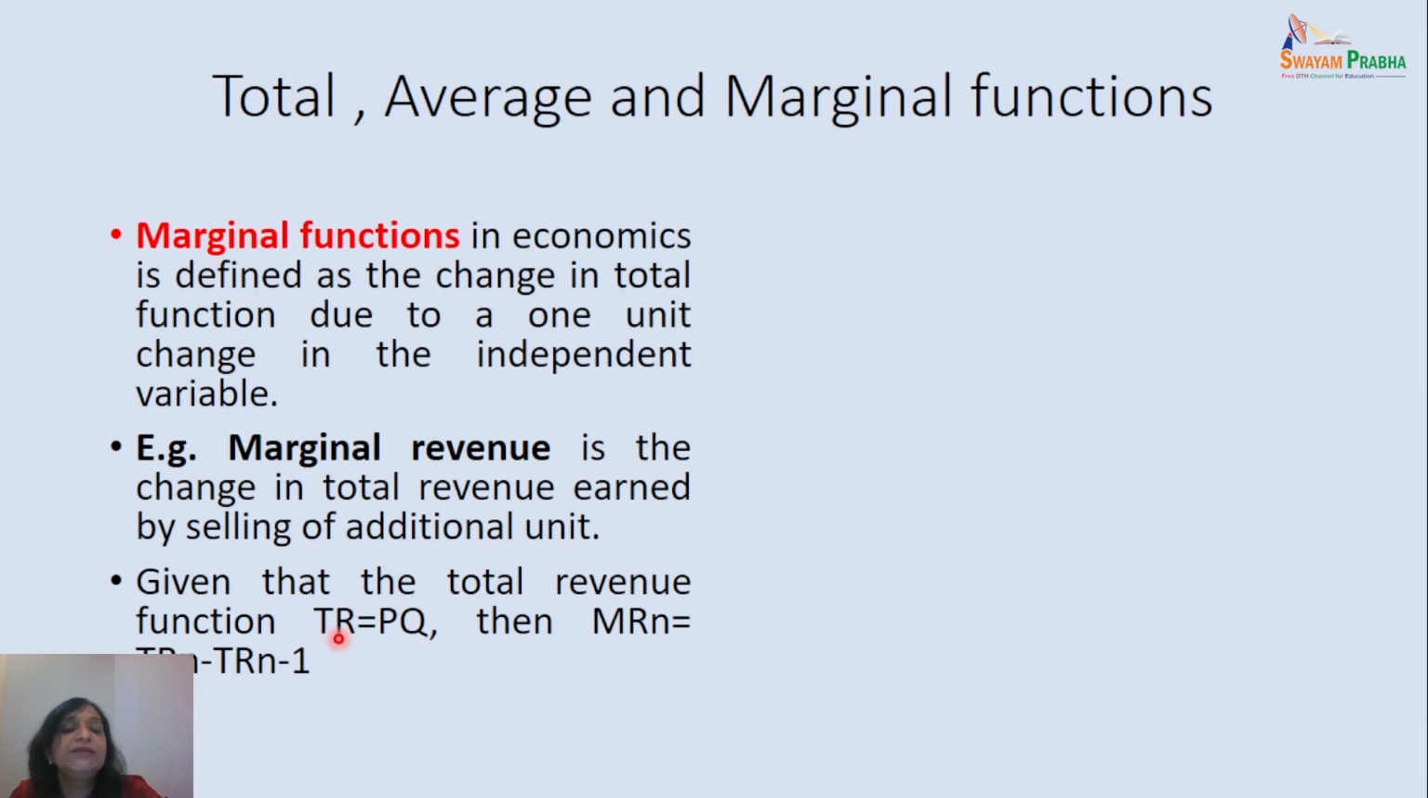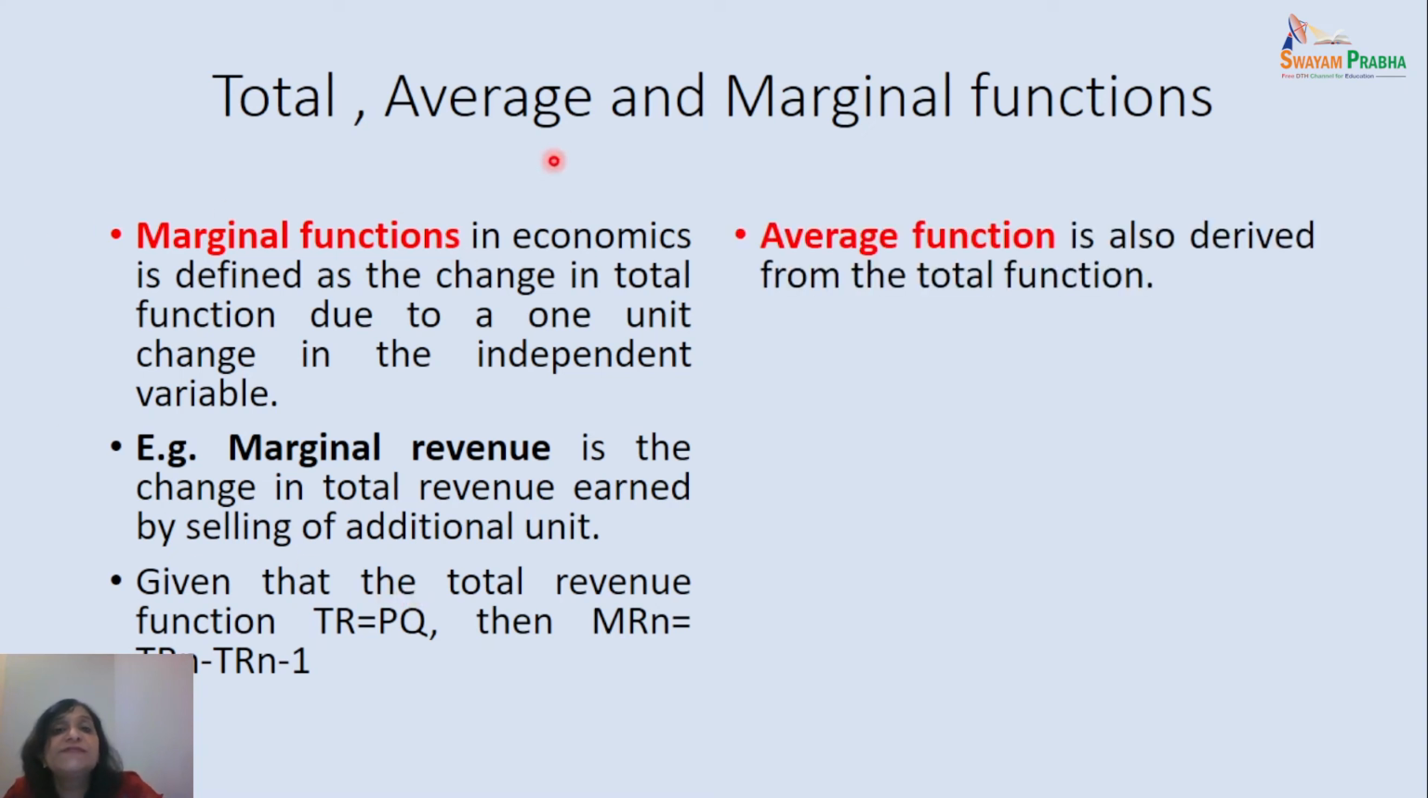For example, if total revenue is price into quantity, then when we want to find marginal revenue of the nth unit, it is equal to total revenue of the nth unit minus total revenue of the previous unit. That is, if you want to find marginal revenue of the 5th unit, marginal revenue earned by selling the 5th unit is equal to total revenue from all the 5 units minus total revenue if we were selling only 4 units. So that difference will give you the marginal revenue.